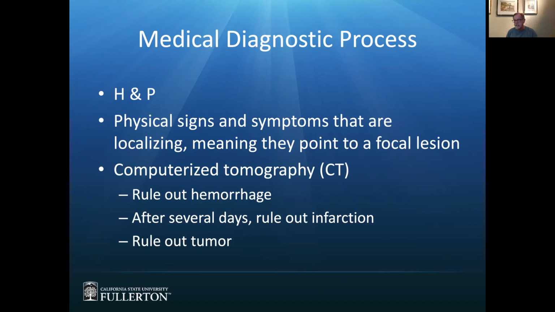So they're immediately going to suspect a stroke based upon rapid onset, focal localizing signs. And what they're going to do first is a CT scan of the head, computerized tomography of the head. And what they're doing in doing that is ruling out hemorrhage.